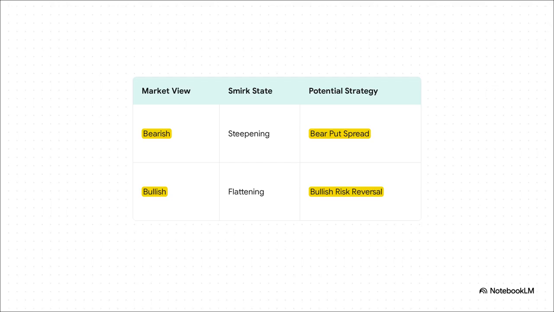Now, what if you're bullish and the Smirk is flattening? This is perfect for a bullish risk reversal. You can sell one of those still pretty expensive puts that everyone's buying out of habit, and you use the cash you collect to buy a call. You are literally selling the market's fear to finance your greed.